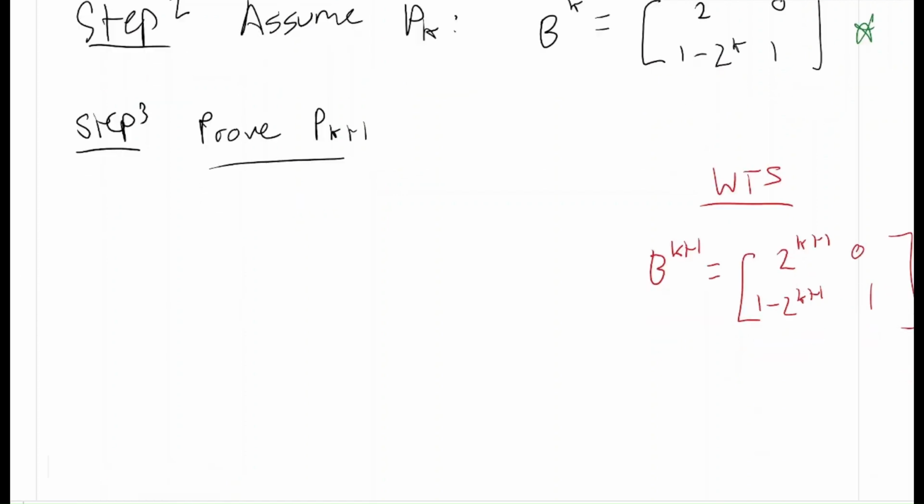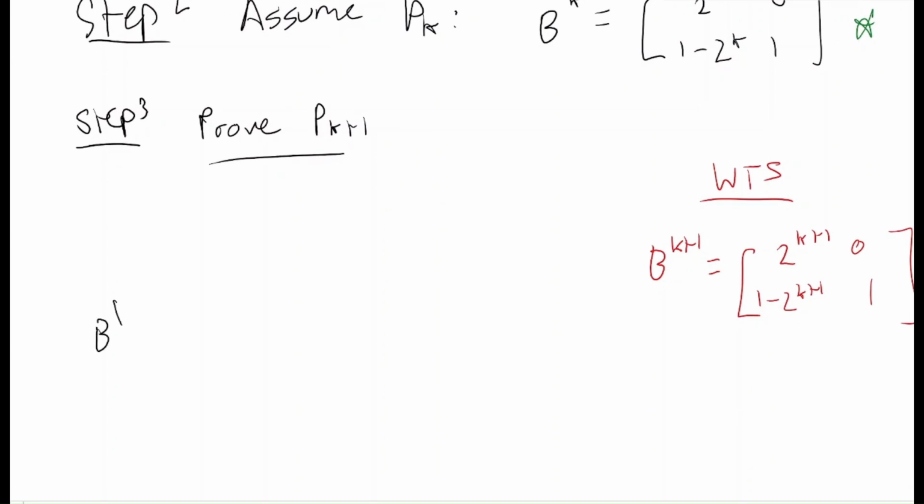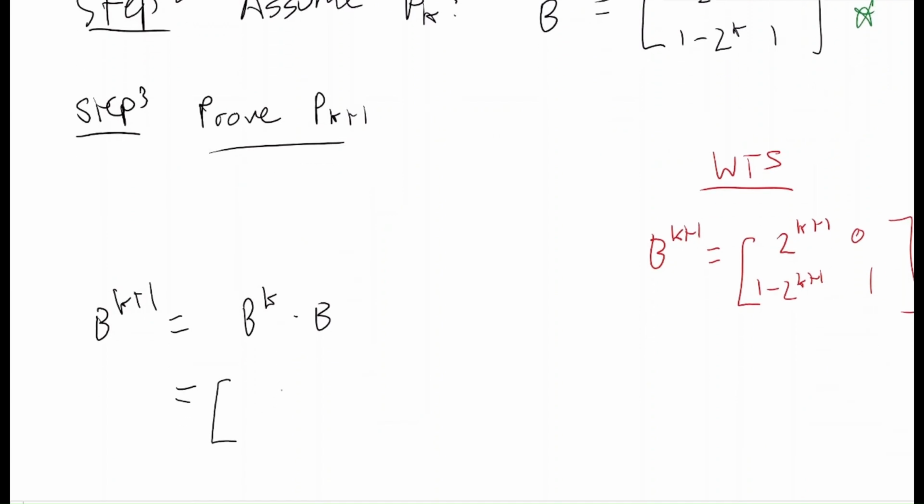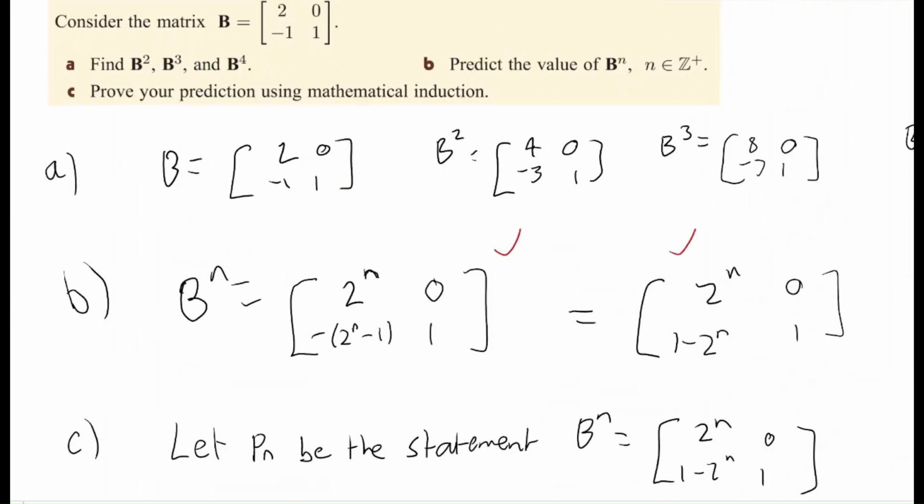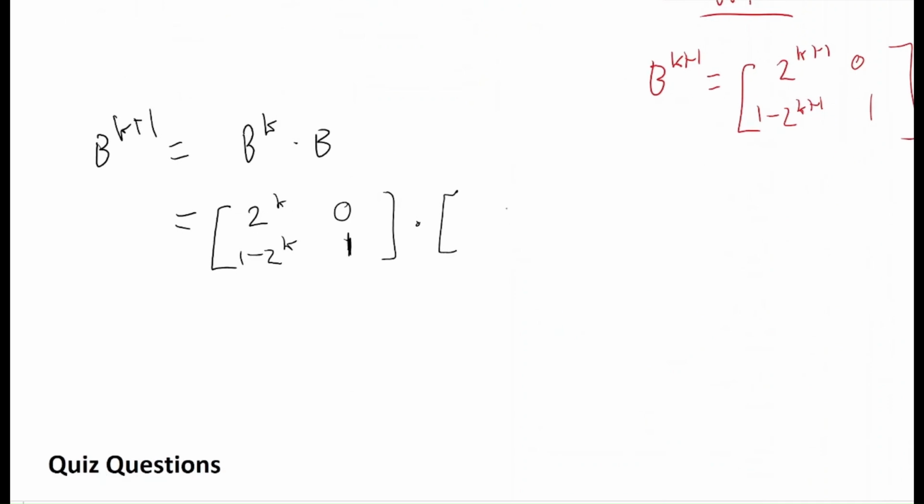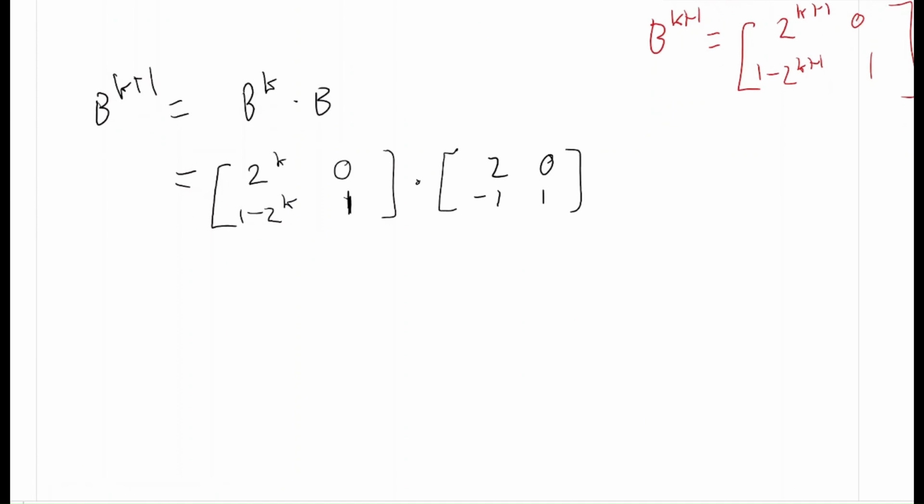So let's do that. All right, so B to the k+1, we're going to split it up into B to the k times B. And we know what B to the k is, so it's this thing: [2 to the k, 0; 1 take 2 to the k, 1]. And then B itself was [2, 0; -1, 1]. Now B to the k was that whole matrix there, so we were using star. Now we just need to do matrix multiplication.